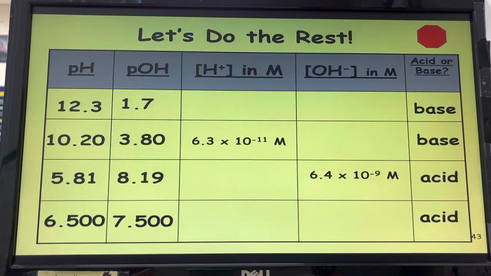This is the second part of two parts for the acid-base notes. And we left off with this slide, slide 43. I'm going to show you the answers for this so you can check your notes just to make sure you have them.